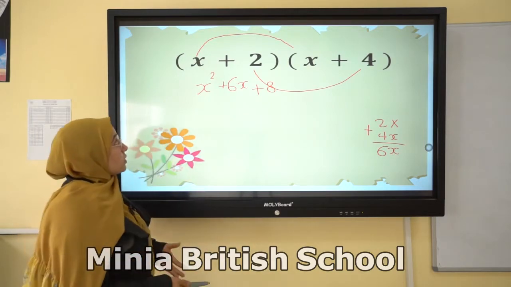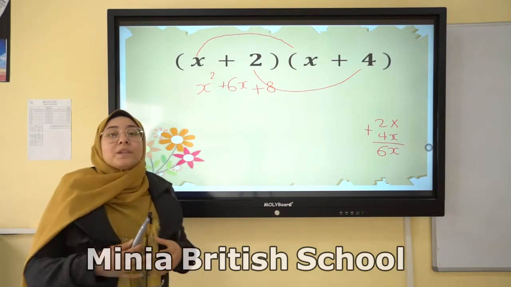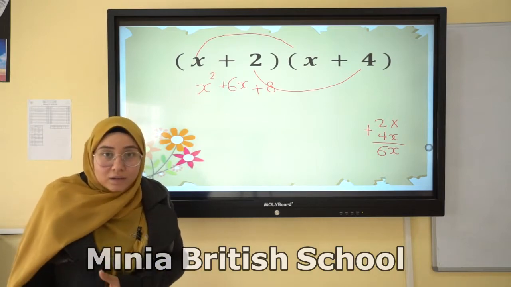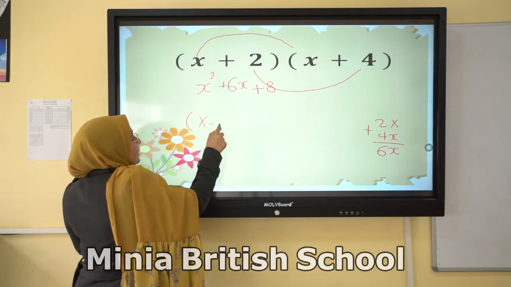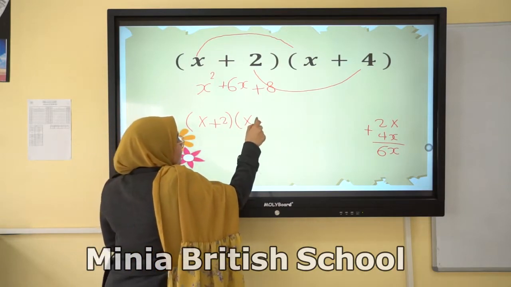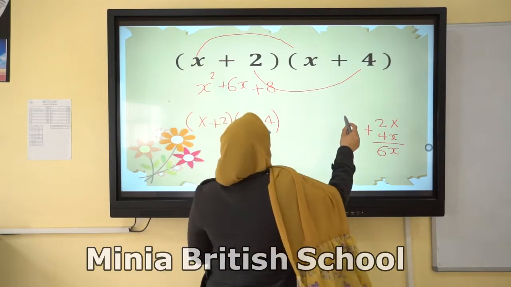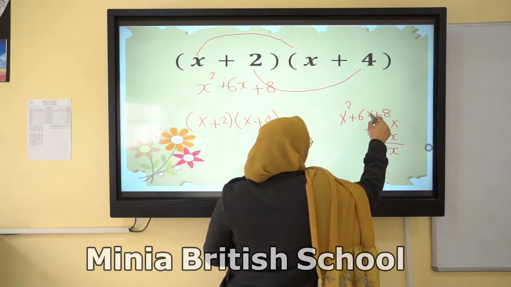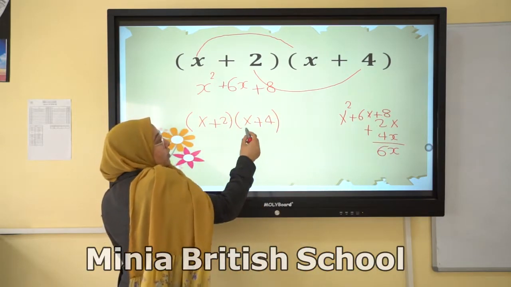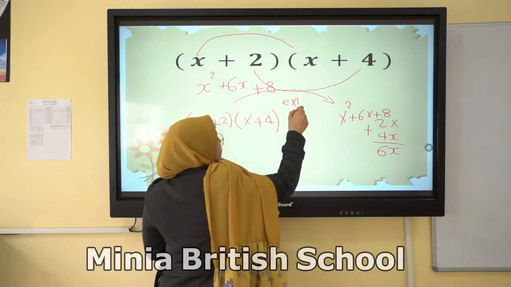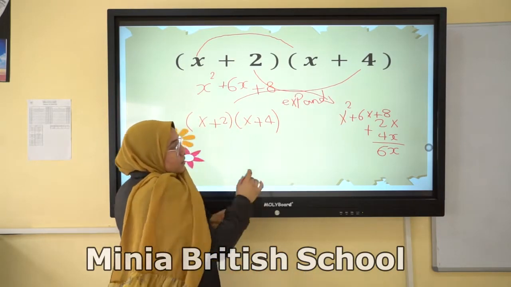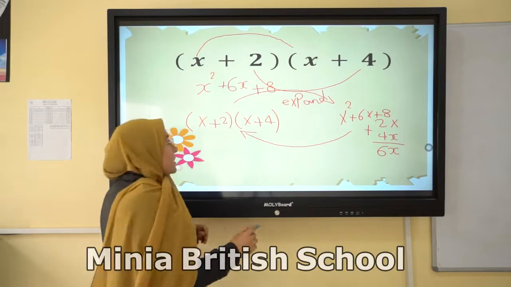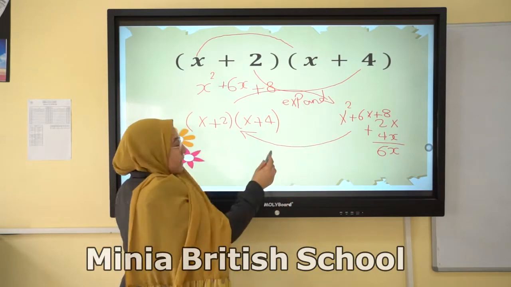And you can also say x plus 2 and x plus 4 are factors of x power 2 plus 6x plus 8. Okay, so multiplying x plus 2 and x plus 4, we get x power 2 plus 6x plus 8. So multiplying them is called what? It's called expand. And the opposite of expand is factorization. It's called what? Factorization, or finding the factors of this expression.